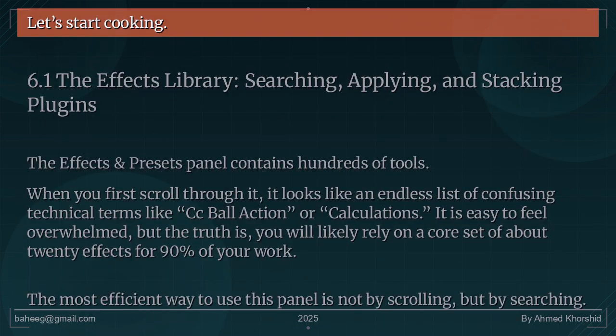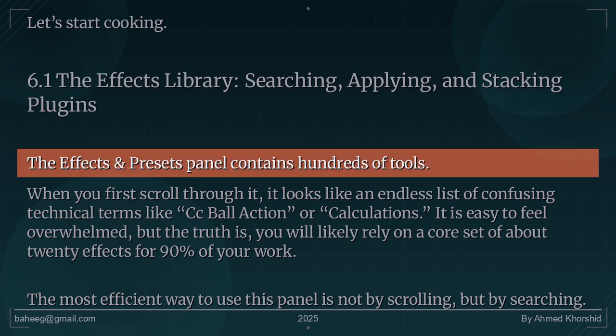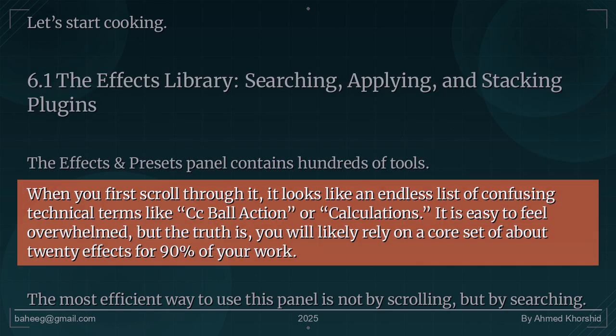Let's start cooking. 6.1 The Effects Library, Searching, Applying, and Stacking Plugins. The Effects and Presets panel contains hundreds of tools. When you first scroll through it, it looks like an endless list of confusing technical terms like CC Ball Action or Calculations. It is easy to feel overwhelmed, but the truth is, you will likely rely on a core set of about 20 effects for 90% of your work.